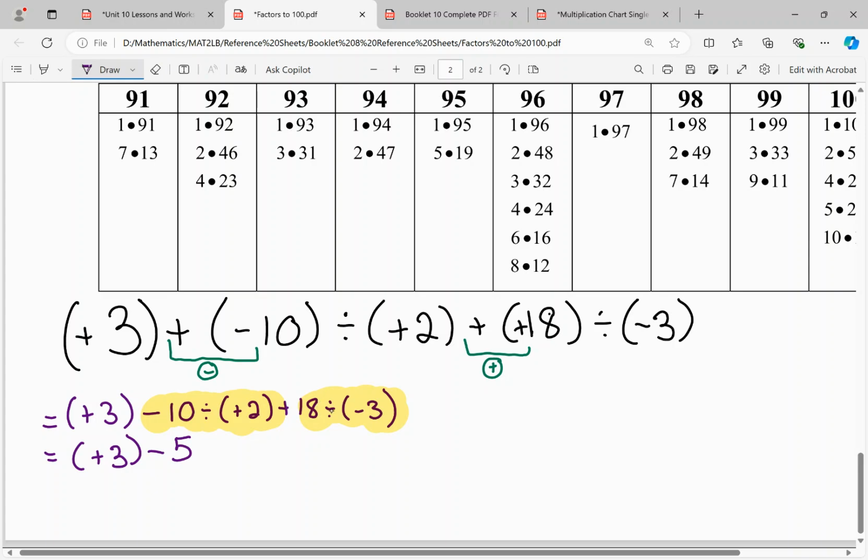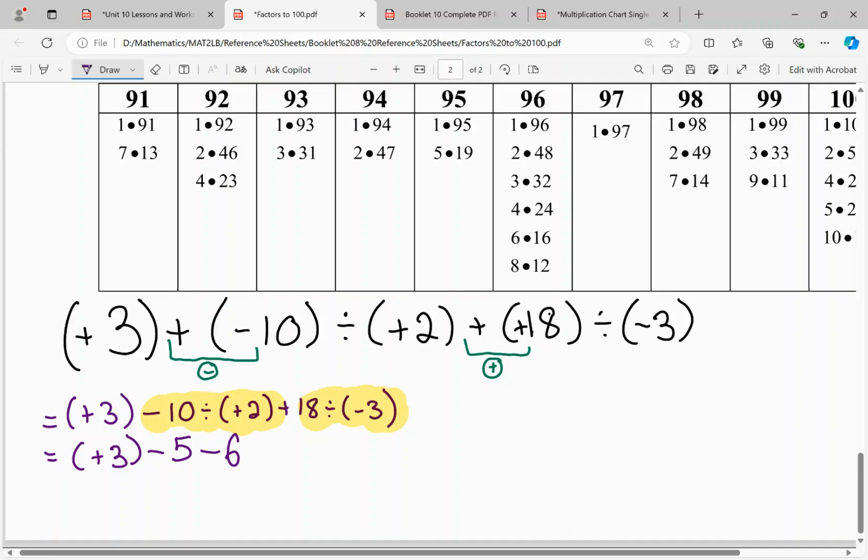Next, we have 18 divided by negative 3. Now, I know that this answer is going to be negative because I have a positive on the 18 and a negative on the 3. A positive and a negative make a negative. Now, 18 divided by 3 gives me an answer of 6. Feel free to use the factor chart to double check that.